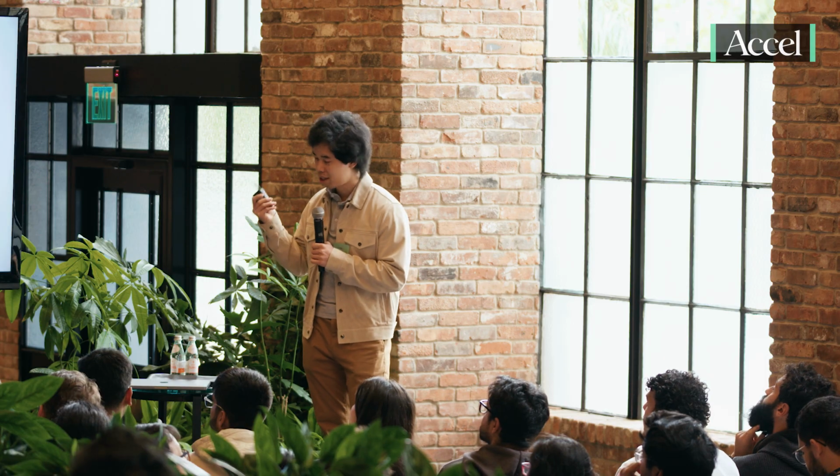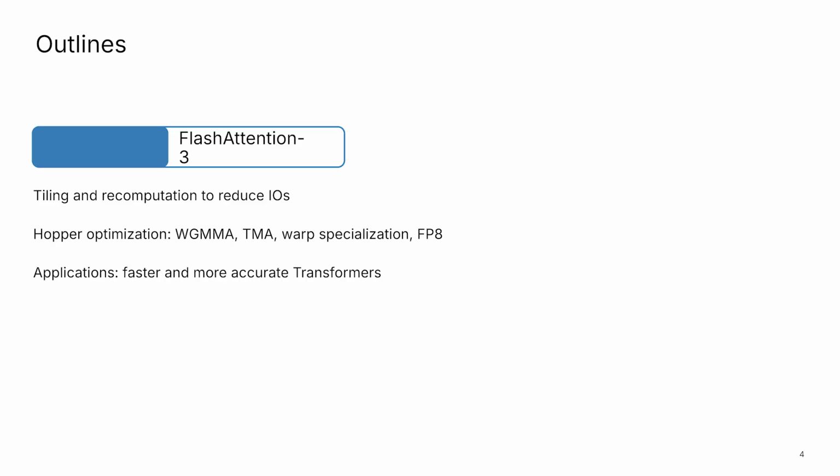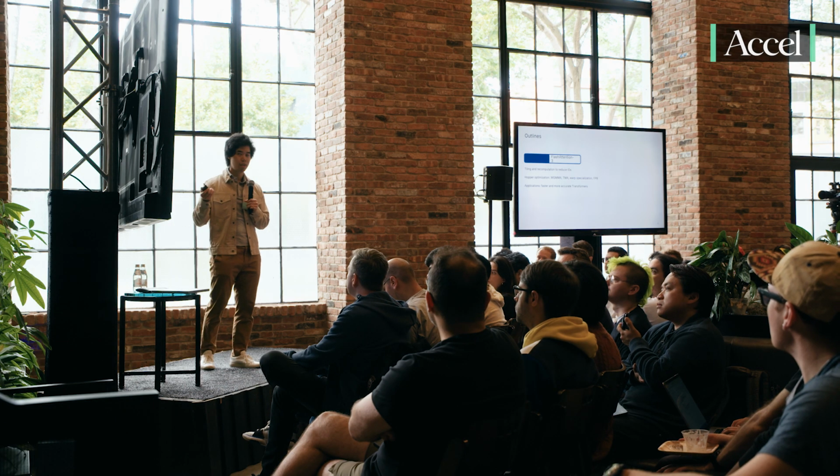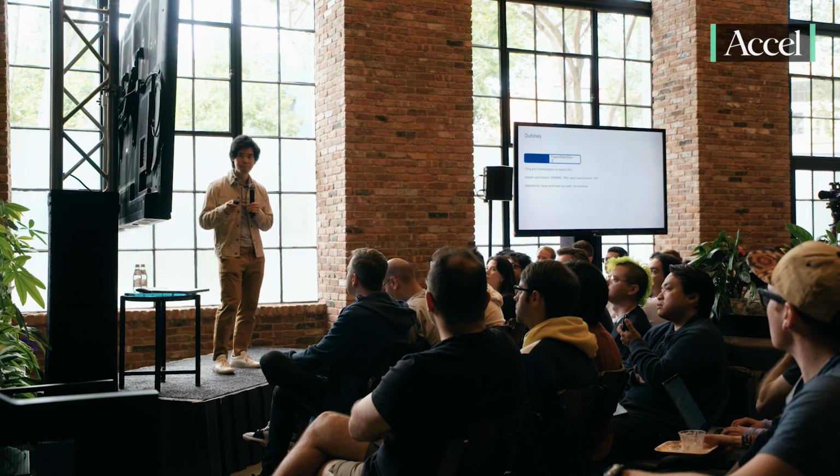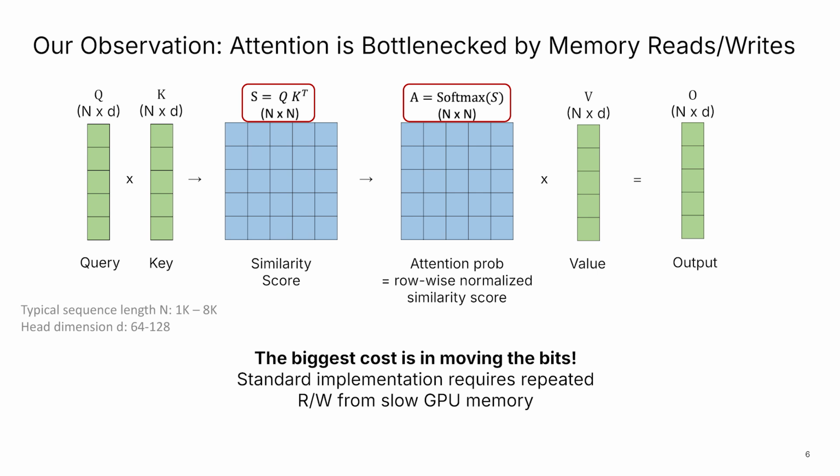So I'll talk about our recent work, FlashAttention-3, targeting Hopper GPUs, and I'll talk about some of the new features on modern GPUs that we want to pay attention to, things like asynchrony, warp specialization, low precision, and so on. Okay, a little bit of background on attention. Maybe a lot of you are familiar, so I'll go over this pretty quickly, just so that we're on the same page in terms of terminology.